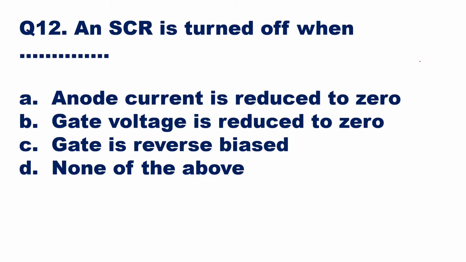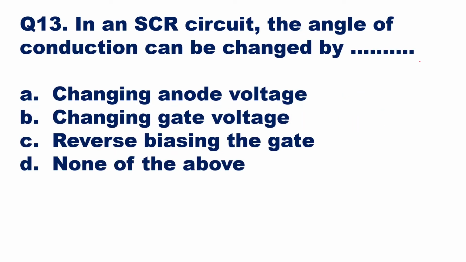Now, a similar question: instead of voltage, you can also speak about current. An SCR is turned off when anode current is reduced to zero. It is specifically the current which becomes zero, and only then is the SCR said to be turned off. So if the current is asked, then in these options, option A will be the right answer. Anode current is reduced to zero. Then we'll go to question number 13.